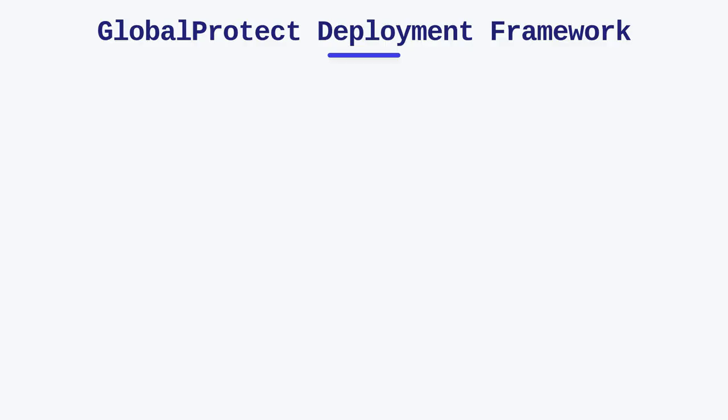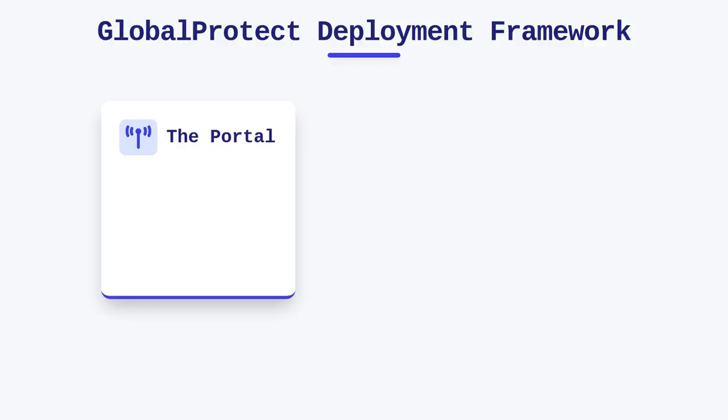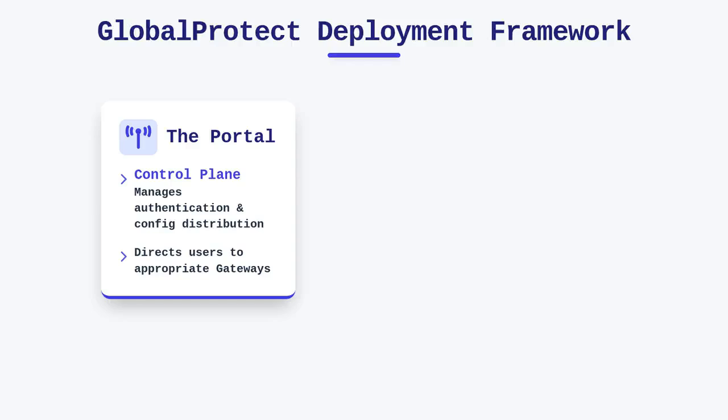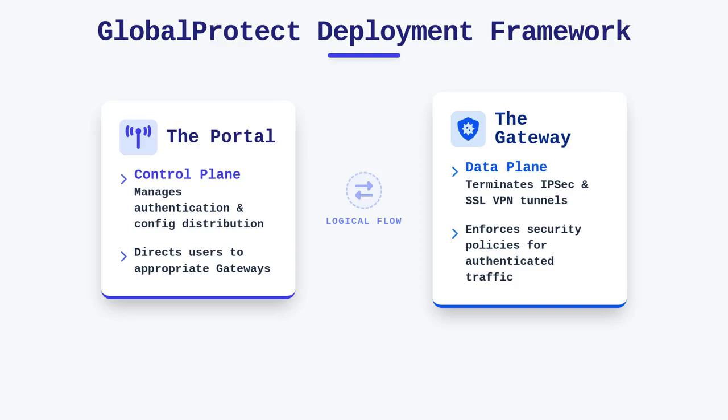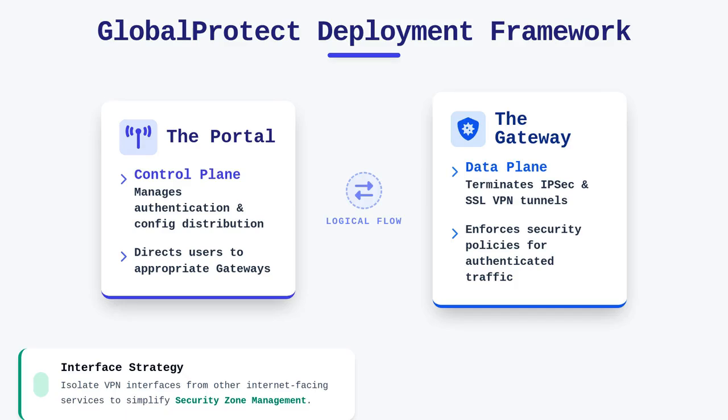To begin deployment, we must understand that the GlobalProtect framework is composed of two primary logical roles: the portal and the gateway. The portal acts as the control plane for the remote infrastructure, managing authentication, distributing client configurations, and directing users to the appropriate gateways. The gateway, conversely, serves as the data plane, responsible for terminating IPsec or SSL VPN tunnels and enforcing security policies for the authenticated traffic. From an interface perspective, you should configure these roles on distinct or shared physical interfaces depending on your security zoning requirements.